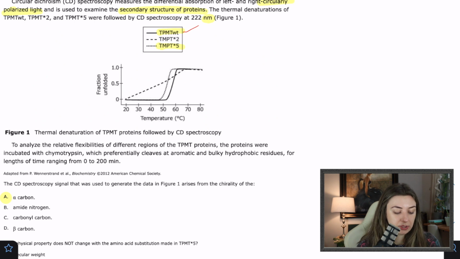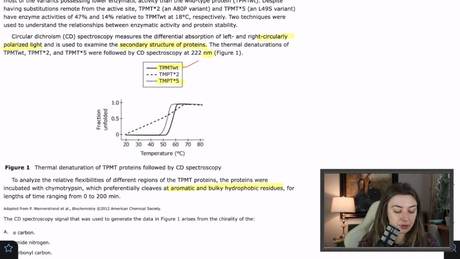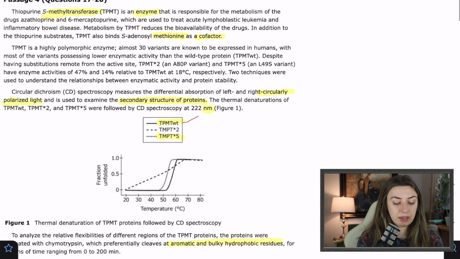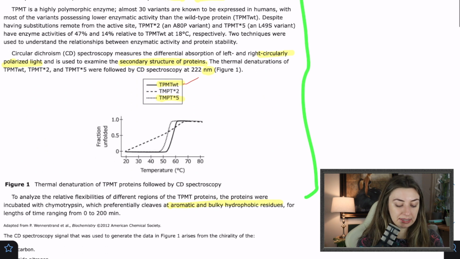To analyze the relative flexibilities of different regions of the TPMT proteins, the proteins were incubated with chymotrypsin, which preferentially cleaves at aromatic and bulky hydrophobic residues. So they could totally ask us where chymotrypsin cleaves, and you'd have to pick an aromatic or bulky hydrophobic residue. This was for lengths of time ranging from 0 to 200 minutes. Okay, I didn't flowchart anything because this was mainly a basic science kind of passage. Like, I did highlight a bunch.